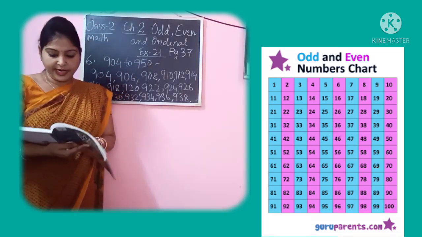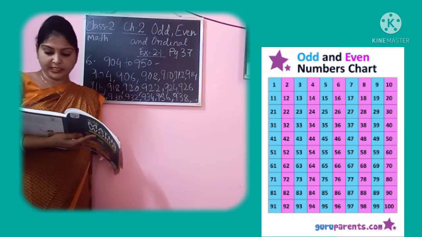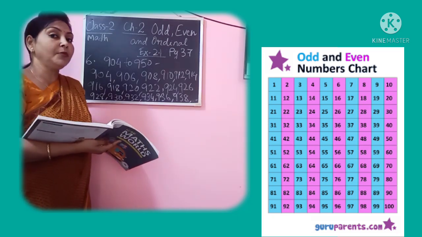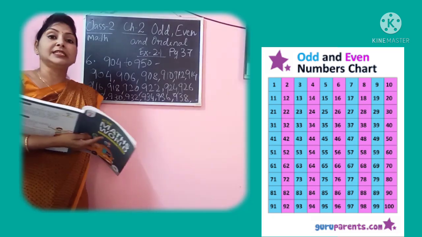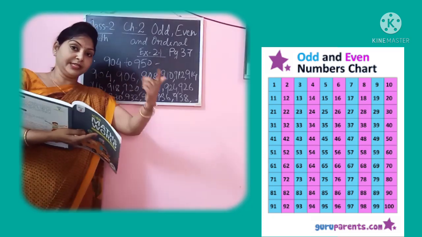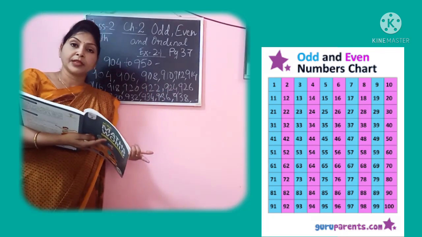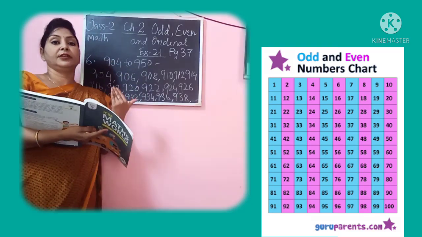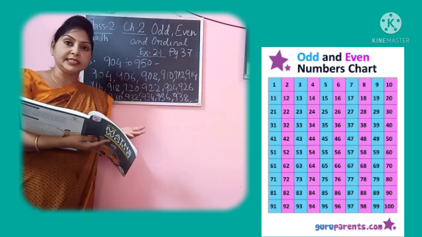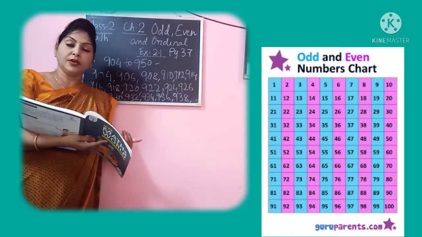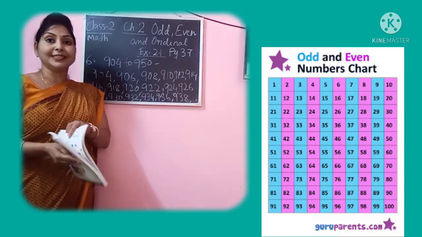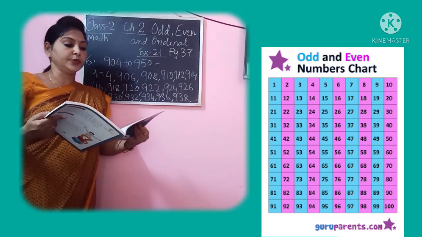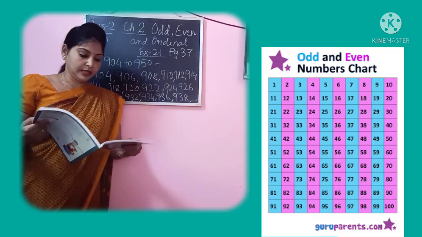Question number 7. Write odd numbers from 626. Now 626 is an even number, so you will start from 627. After 627, the next is 629. Then 631, 633, 635, 637, 639, 641. Like that you will write till 700. In this way you are going to complete the full exercise.